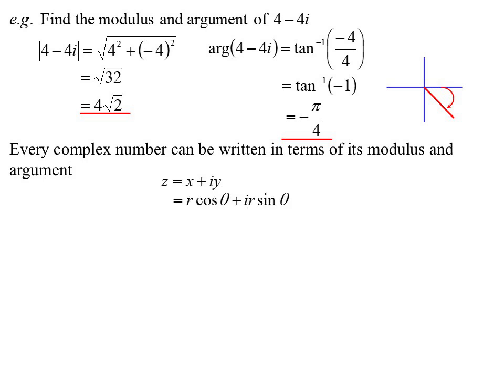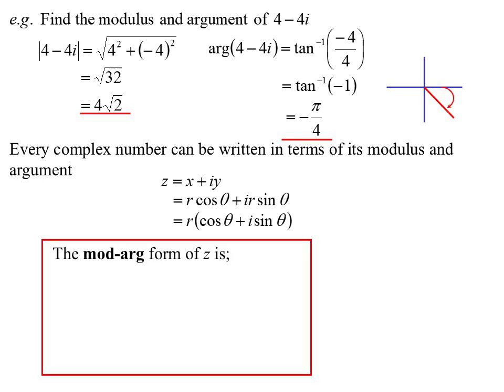But I could now write it like this, because using trig we could easily work out that x was equal to r cos theta and y is r sine theta. They're always going to have this common factor of r, which is the modulus, so we tend to write it more like that: r times cos theta plus i sine theta. So the mod-arg form is r times cos theta plus i sine theta.